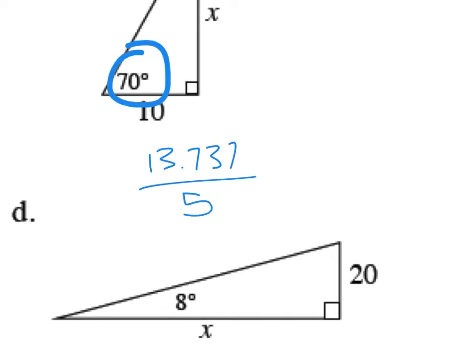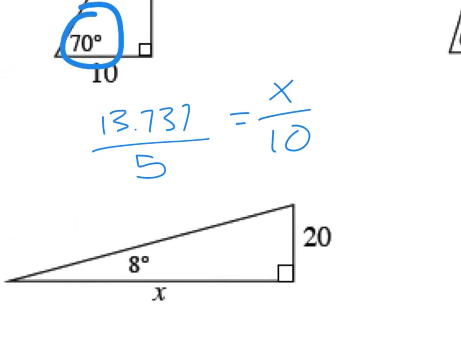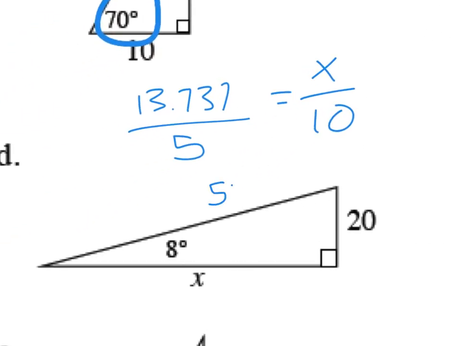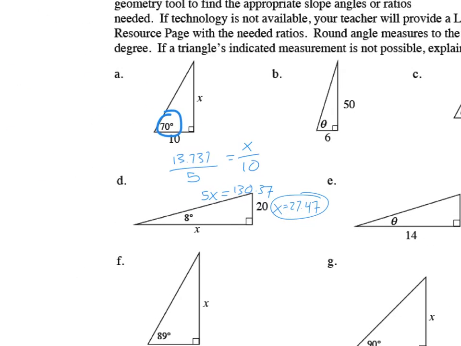So that ratio has to be the same as my change in y over the change in x, which would be x over 10. So in that instance, I'm going to cross multiply, and I'm going to get 5x equals 137.37. And then I'm going to divide both sides by 5, and when I do that, I'm going to get that x is approximately 27.47. So using that table down below, I would be able to solve for that missing side length.